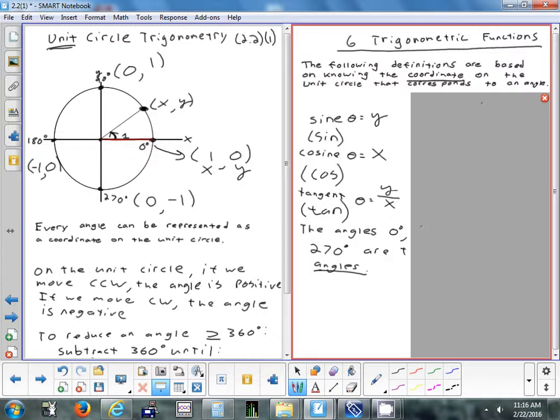And then lastly, tangent. Okay, if I ask you for the tangent of an angle, step one, find the coordinate. Step two, take y divided by x. Okay, so any questions on those three definitions? So we find a coordinate, and then we plug in.